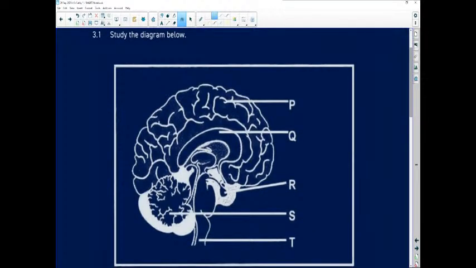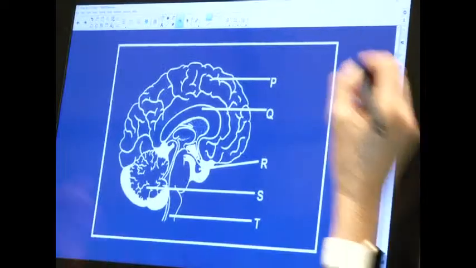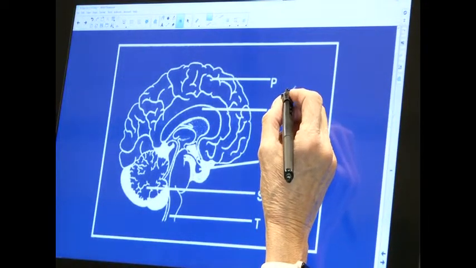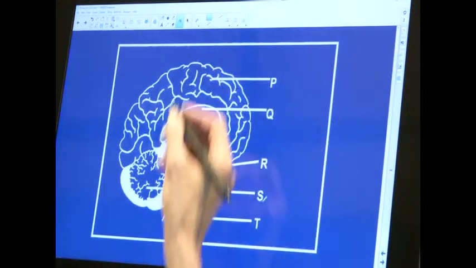Okay, guys and girls, we now have our next question. This is, study the diagram below. So what do we have here? You must remember to learn your diagrams. I don't know why they've gone P, Q, R, S, T. It's normally A, B, C, but okay, so let's go.